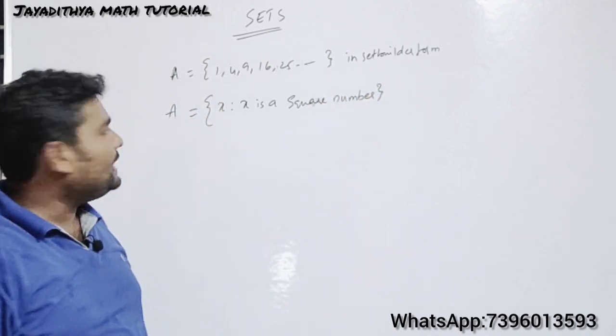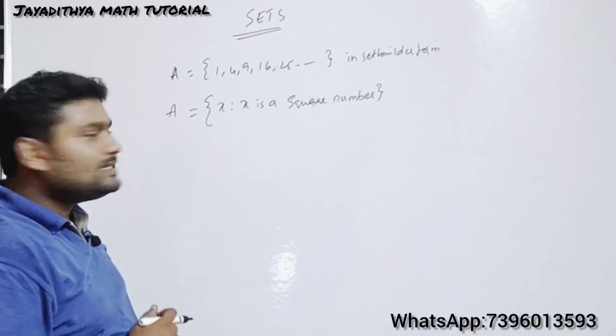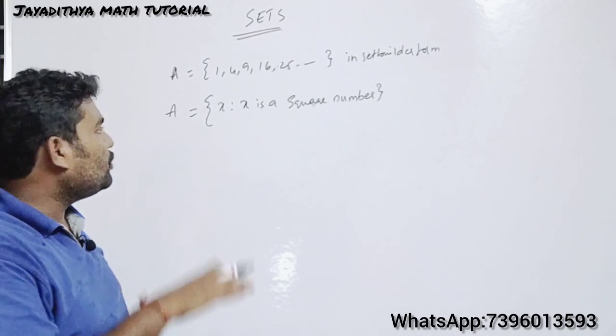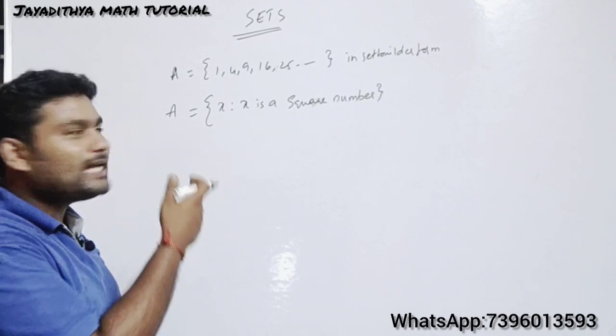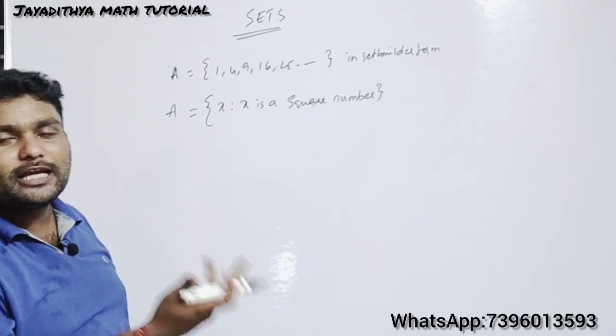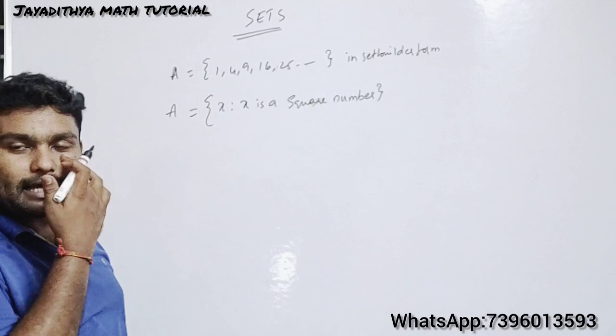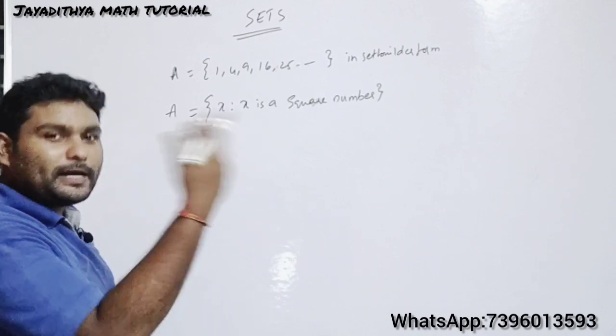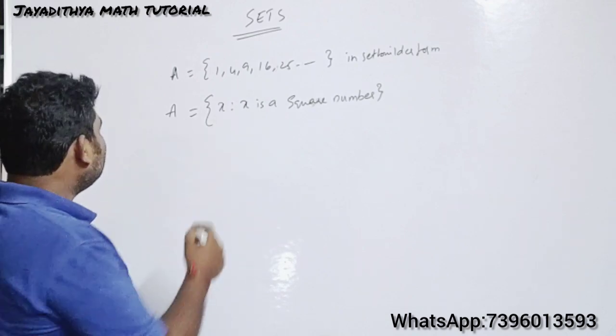Okay, this is one kind of writing in set builder form. You can also use your own creativity. Why? Because I already told you 1 can be written as 1 square, 4 can be written as 2 square, 9 can be written as 3 square, right? So by using that concept also you can write. So how to write this one, let us see.